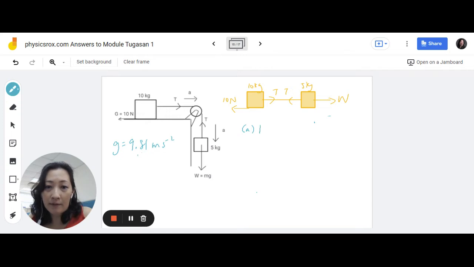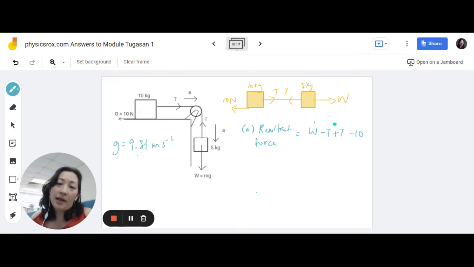So this resultant force can be calculated this way. Going to the right is positive, going to the left is negative. So it's W minus T plus T minus 10. Because the T and T cancel each other, in the end you get W minus 10. W in this case is mg, and it's only the 5 kg object. So it's 5 times 9.81 minus 10.